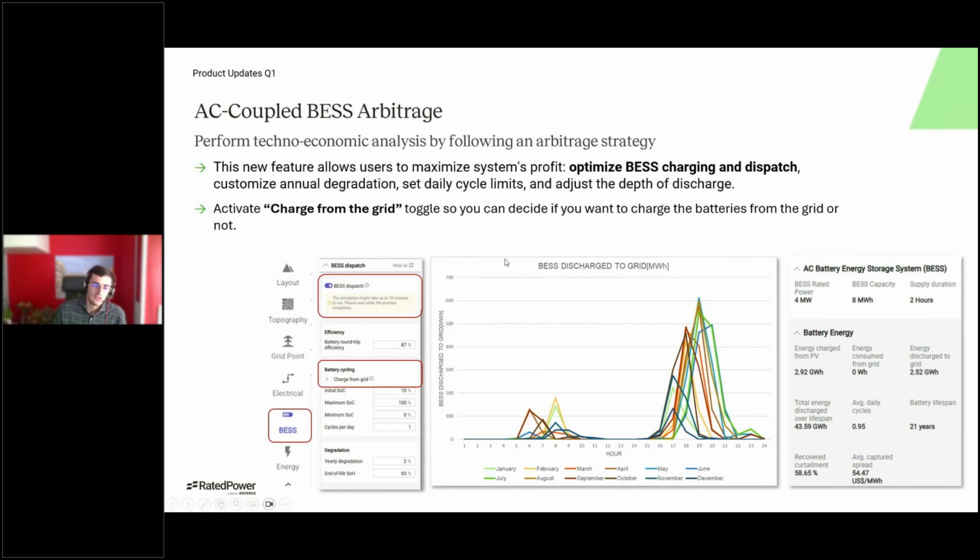And when generating a design, we will get information for every hour about the energy dispatch, the energy charge from PV, consumed from grid, all these outputs related to the arbitrage of batteries. Also mentioning that there's an option to charge from grid, so in case we want to consider that, we can do it also from RatedPower.